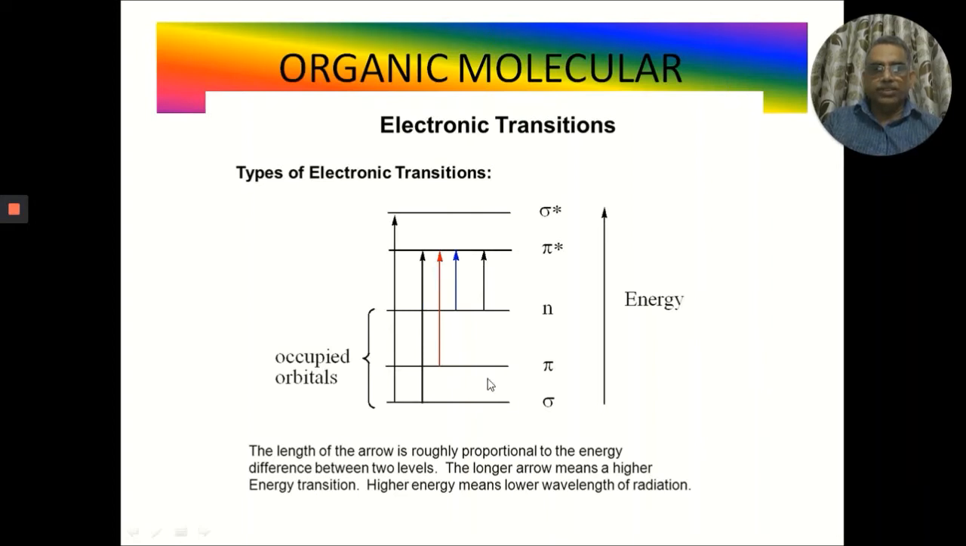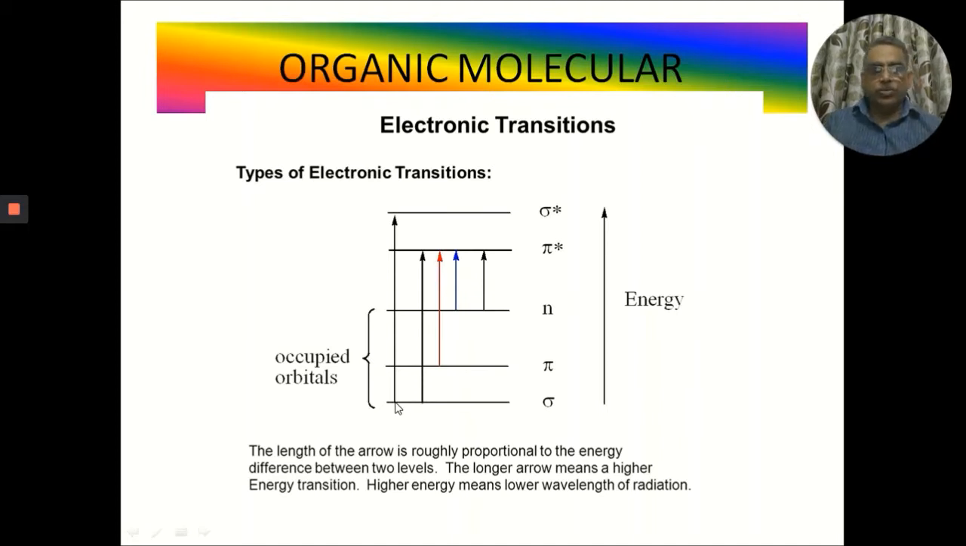Now the orbitals that we see, sigma, pi, and the non-bonding, are all occupied orbitals, and the starred orbitals are the anti-bonding orbitals. They are the vacant orbitals. So by absorption of a photon, electrons undergo transition from the ground state to the excited states. The energy order of the electronic transitions is: n to pi star is the lowest energy, pi to pi star is the next, next is sigma to pi star, and the highest energy is sigma to sigma star.